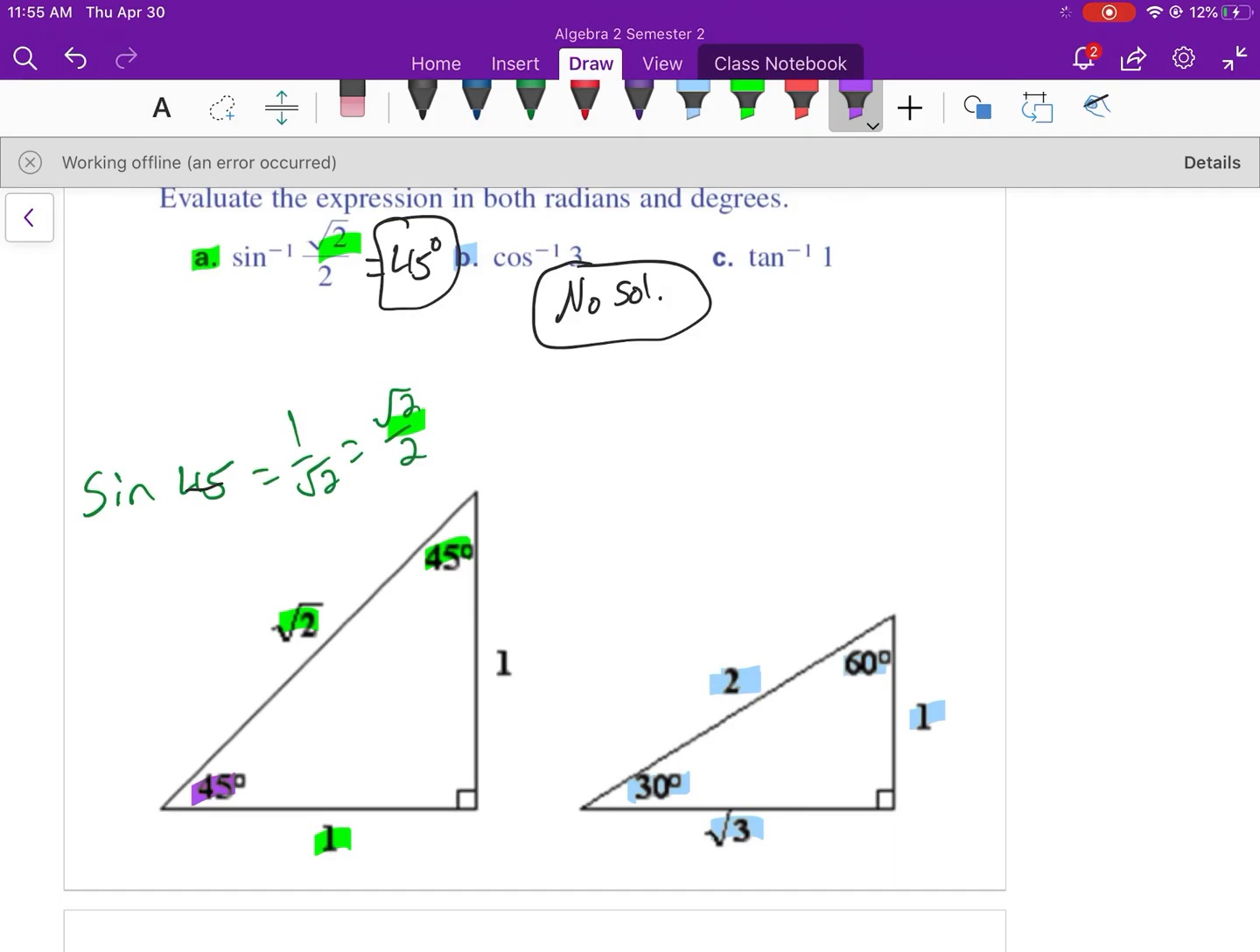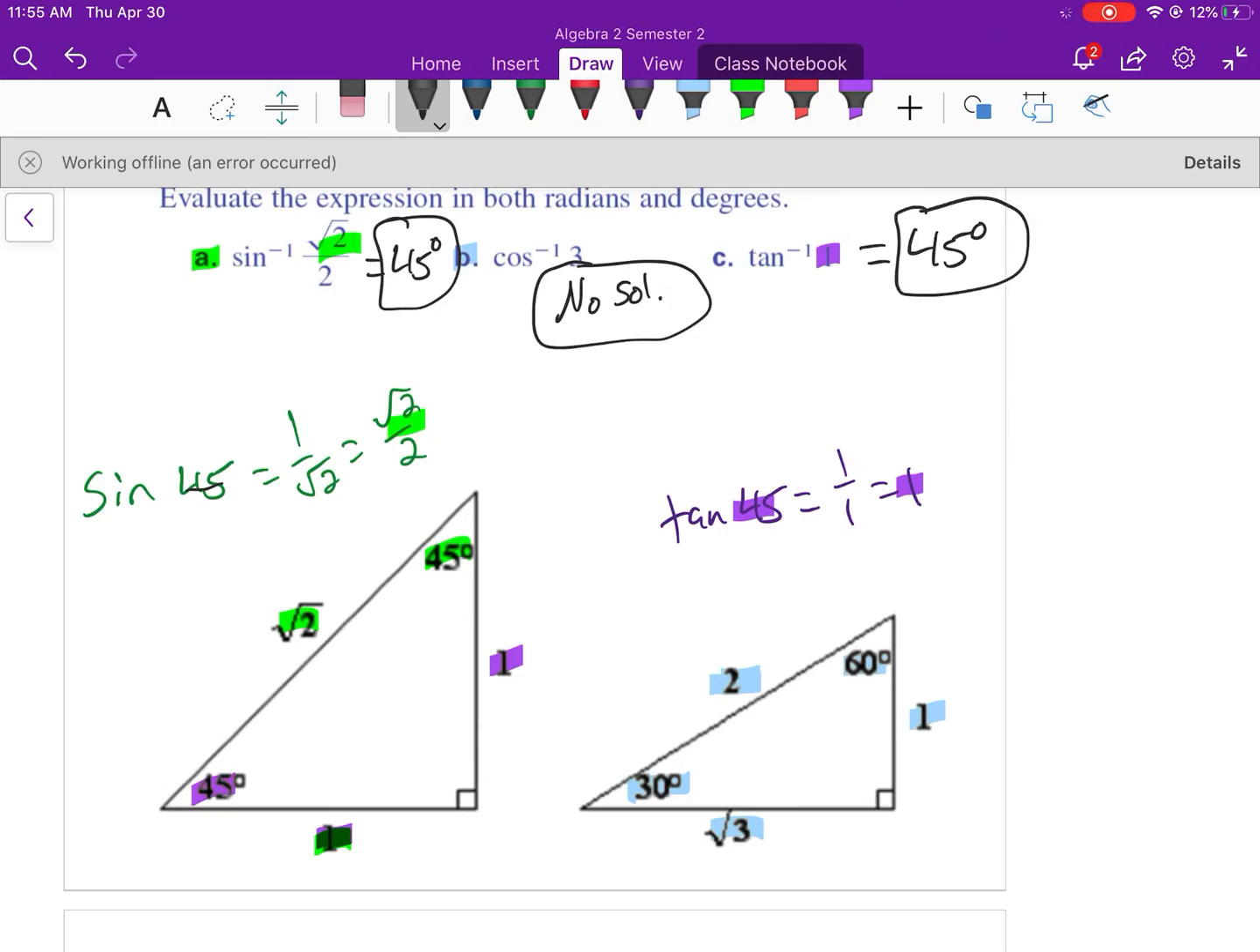So let's go from 45, and we're thinking tangent now. Tangent, TOA, opposite over adjacent. I get that 1 over 1. So tangent of 45 is 1 over 1, which is 1, and that is exactly what we were looking to get. So the angle that we went from was 45. So inverse tangent of 1 is 45 degrees.